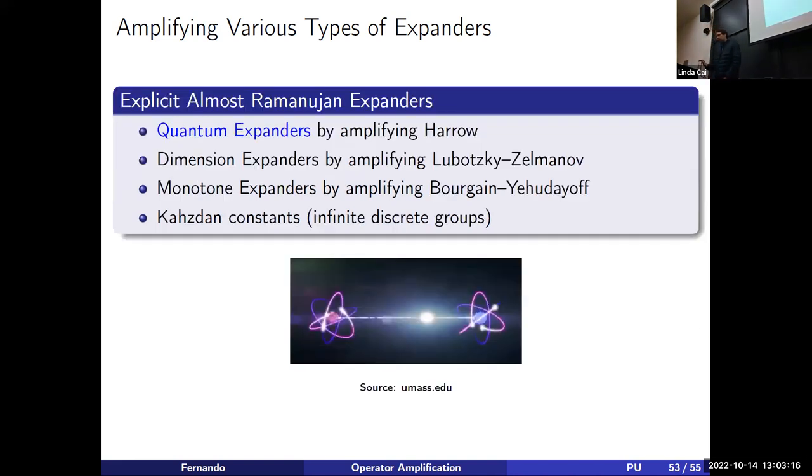Okay. And just to say, quantum expanders do have applications: they allow people to detect entanglement. You can have two parties, Alice and Bob, that share potentially a very large entangled state. And with quantum expanders, there are protocols that exchange very little information and can somehow detect if they have a maximally entangled state. So that's one application of quantum expanders.